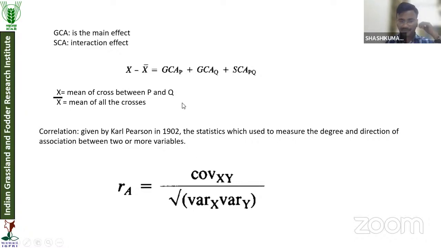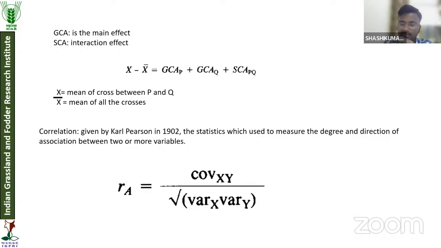Now come to another concept called correlation. Correlation is another simple statistical analysis used in plant breeding. It is used to measure the degree and direction of association between two or more variables, that is, whether the two variables are correlated and whether they are positively or negatively correlated. If two traits are positively correlated, selection for one trait, such as a yielding trait, means the other trait will also keep on increasing.